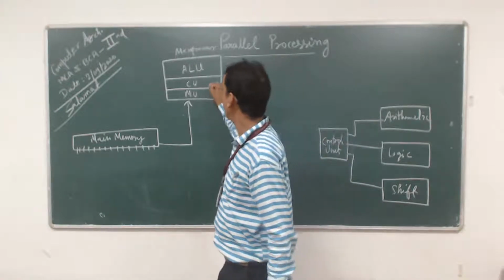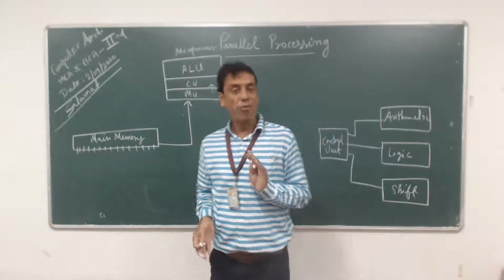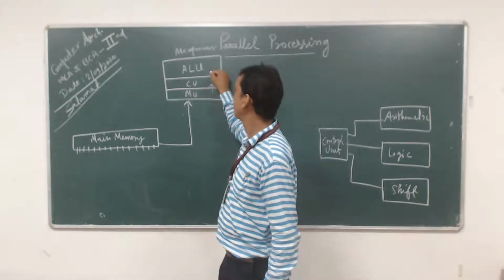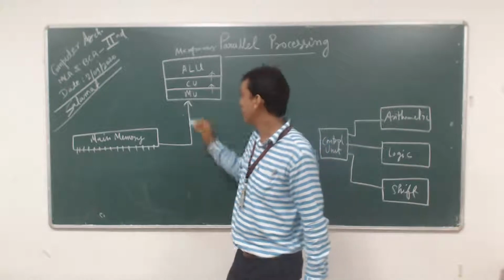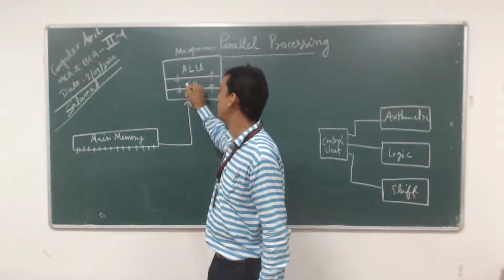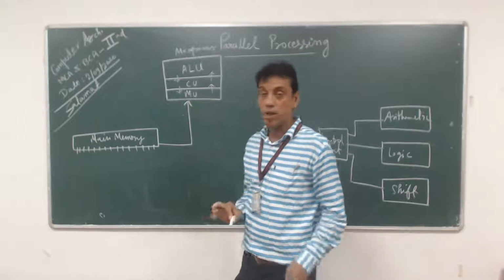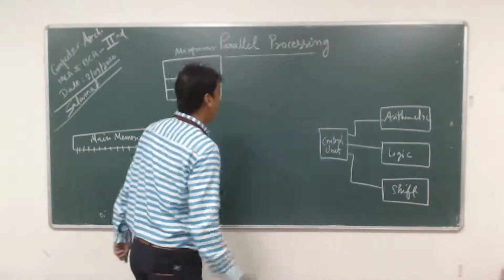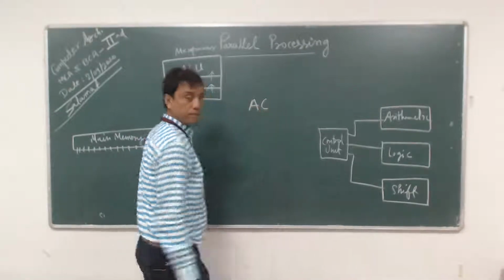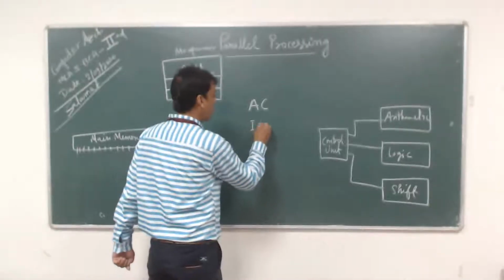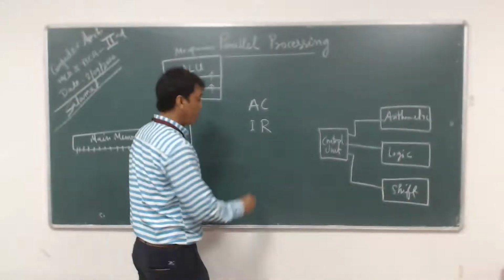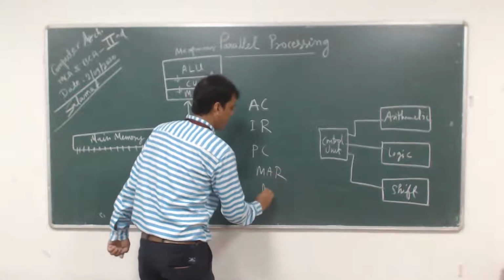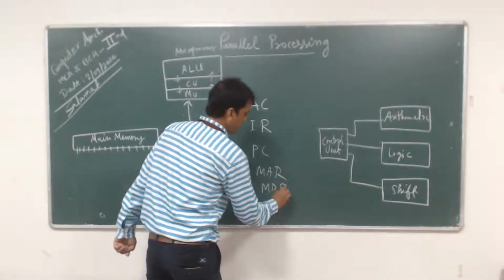Now, from the memory unit, the required instruction goes to the control unit, and the control unit controls everything and moves it to the ALU for execution. After execution, it goes back to the control unit and back to main memory. The main memory is an organized collection of registers. What registers are available? We have learned about the accumulator, instruction register, program counter, memory address register, and memory buffer register.